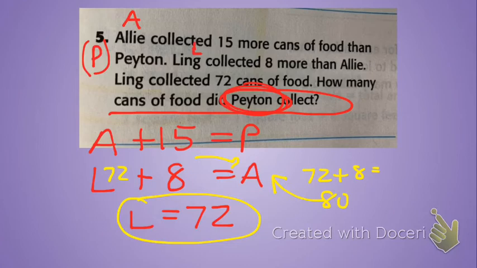And it said that Allie collected 15 more cans than Peyton. So if I put that 80 for Allie, she collected 15 more than Peyton. Well, that means I would have to subtract 15 from that 80. Oops, didn't write my 5. So that means Peyton would have 65 cans. Hopefully you got that one right. That was a tricky one.